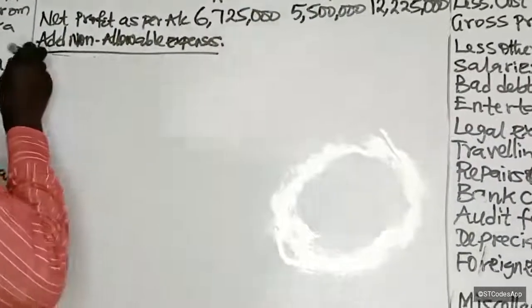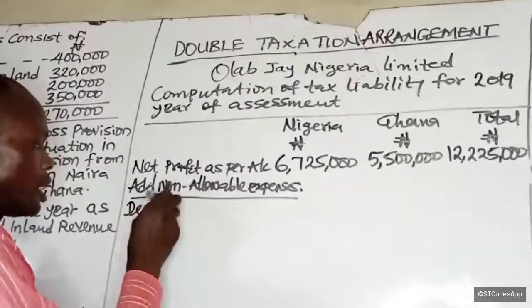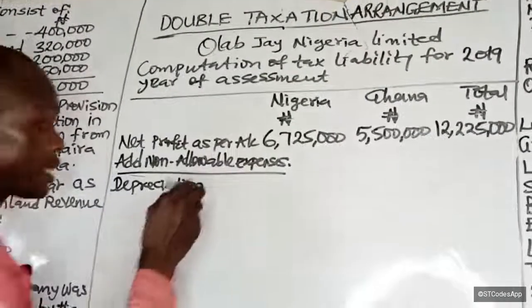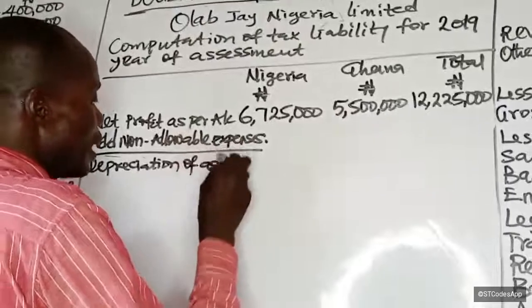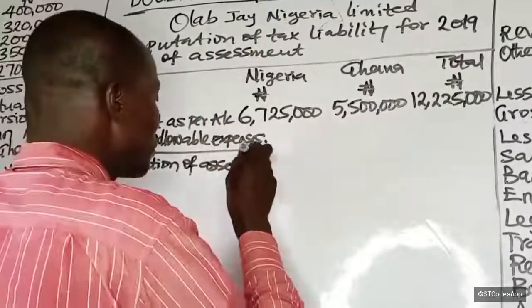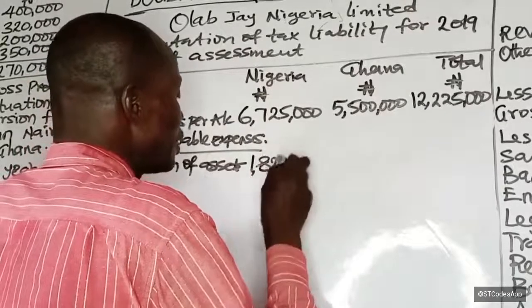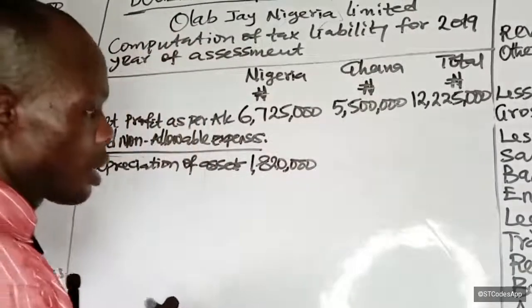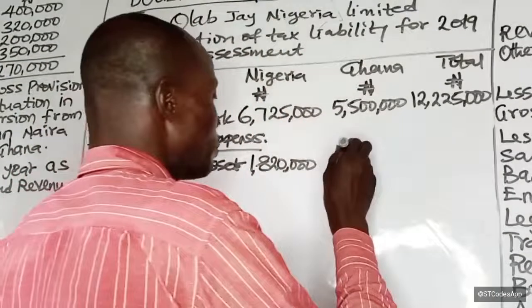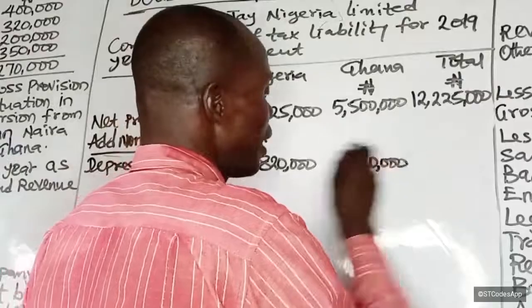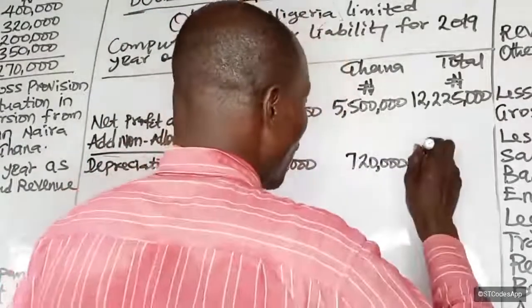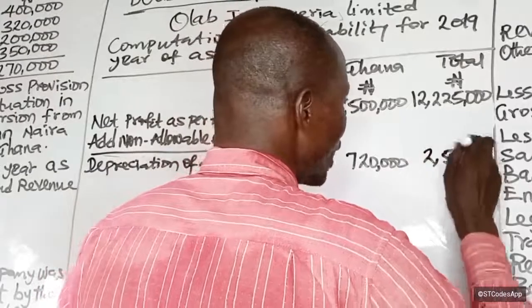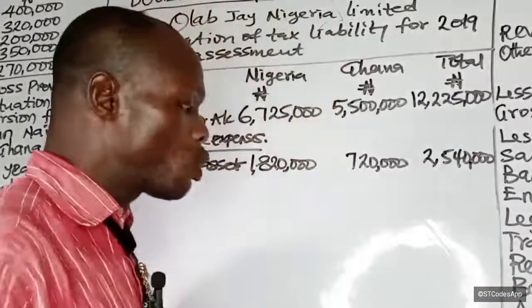So Nigeria we have 1,820,000, Ghana 720,000, total 2,540,000. So depreciation of assets. Nigeria, we have 1,820,000. For Ghana, we have 720,000. And total, we have 2,540,000. So back to the question.